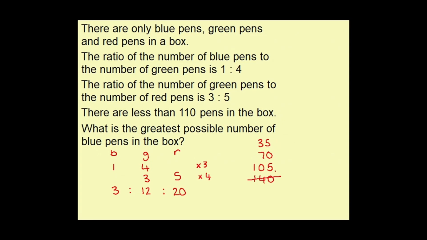105 is 3 lots of 35. So I've multiplied each of these numbers by 3. So I've got 9 blue pens, 36 green pens, and 60 red pens. So the answer to the question is that the greatest possible number of blue pens is 9.